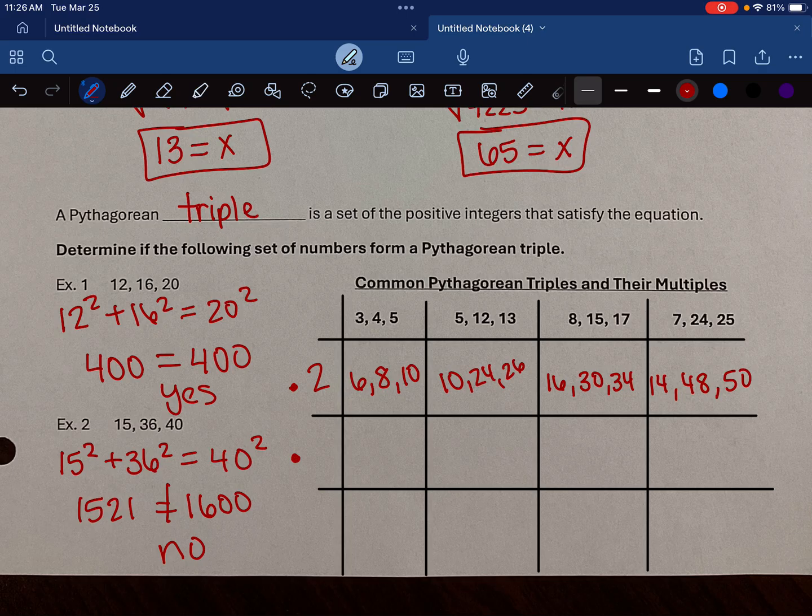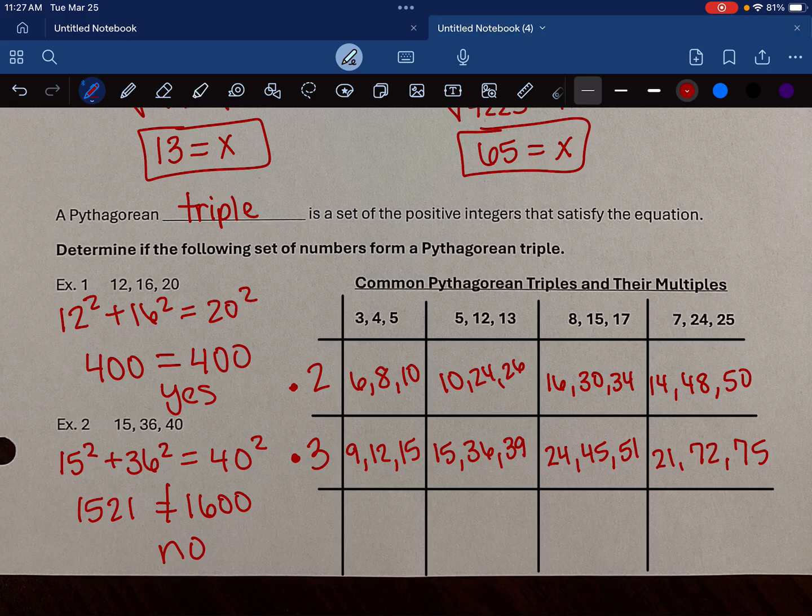Okay? So doubling them works. Tripling them also works. So if I triple that original column, 3, 4, 5, what would that be? 9, 12, 15. Good. Okay, I'm going to give you the rest. 15, 36, and 39. 24, 45, 51. And then 21, 72, and 75.